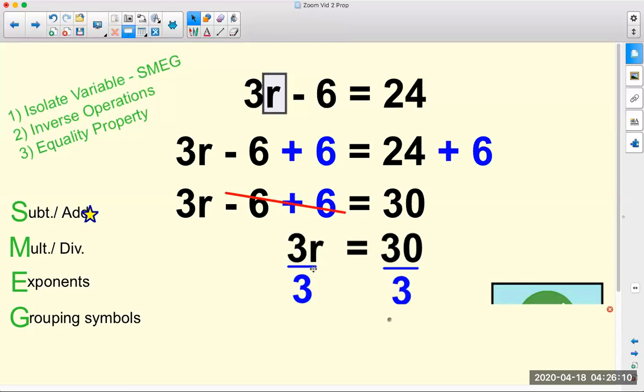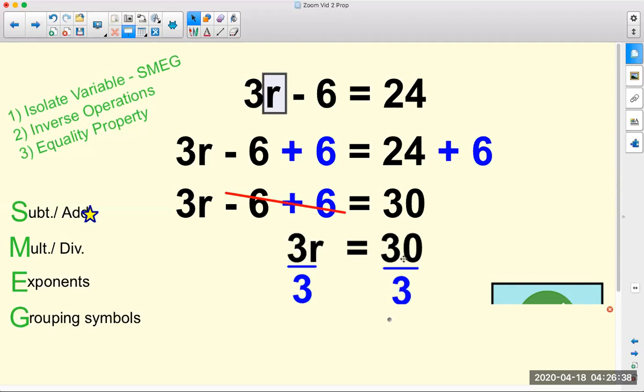I use this little fraction bar to represent my division. So now that we have multiplication by 3 paired with division by 3, those are our inverses. And in this case, they're going to divide away and give us 1 whole. So this is really 1 whole times r, which will give us back r.